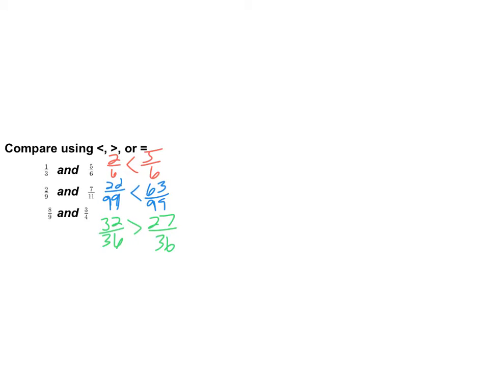The final one, I've got 8/9 and 3/4. My least common multiple for my denominators is 36. So instead of 8/9, I would have 32/36. Instead of 3/4, I would have 27/36. And so my answer would be that 32/36 is greater than 27/36.